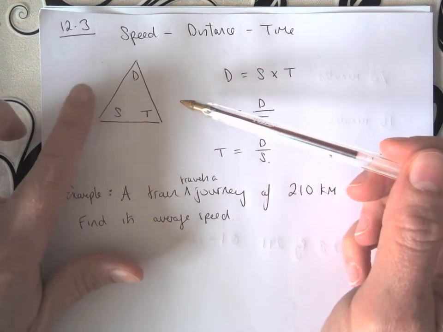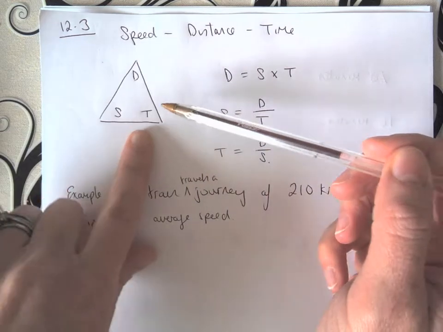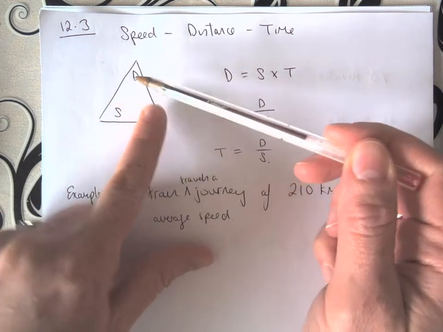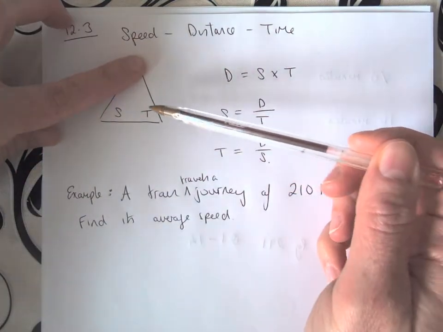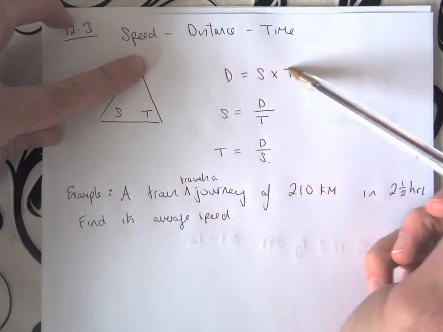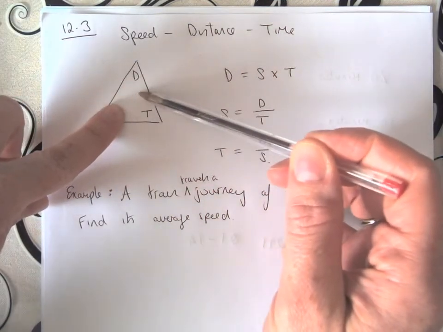So if I'm looking for speed, which is S, it's D over T. If I'm looking for time, which is T, it's D over S. And if I'm looking for distance, which is D, it's S by T. Alright, so you multiply these two together, the other ones are over.